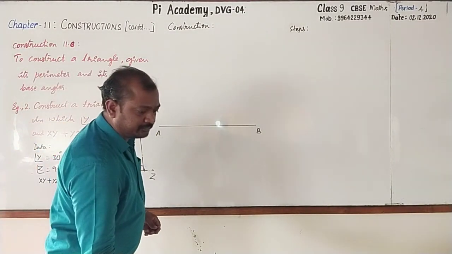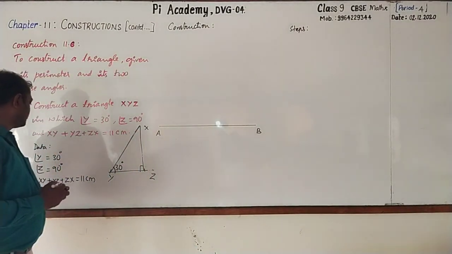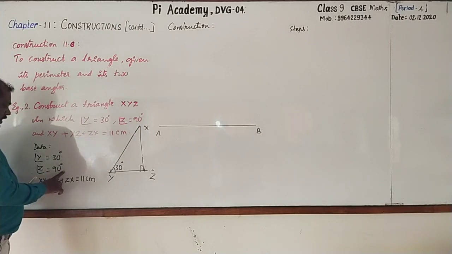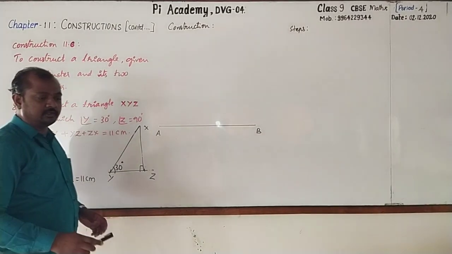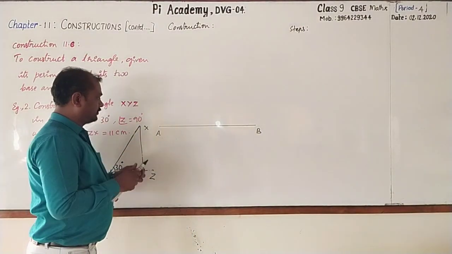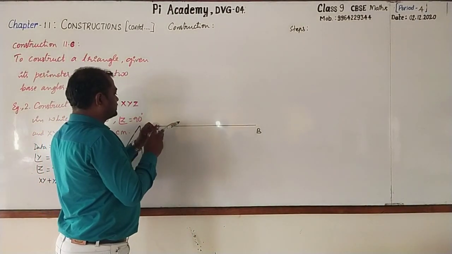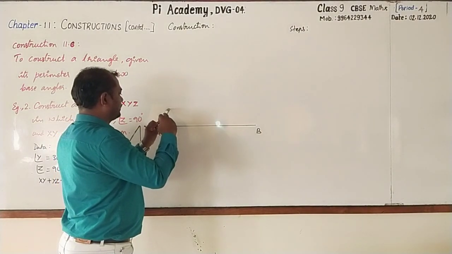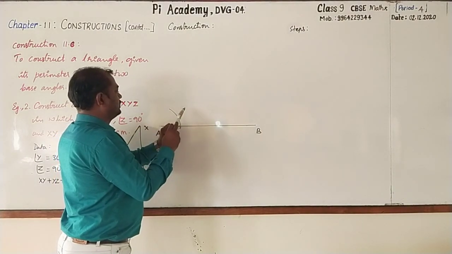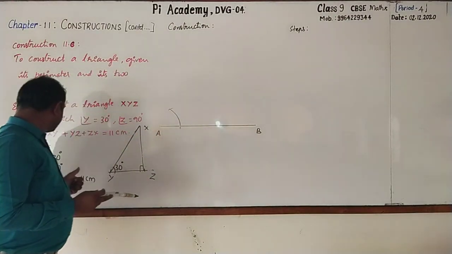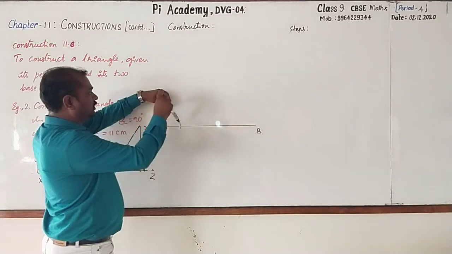Next, at A construct 30 degree and at B construct 90 degree. Take compasses. With A as center, draw an arc of some radius. And this will be 60 degree. But we want 30 degree. So you have to bisect it.